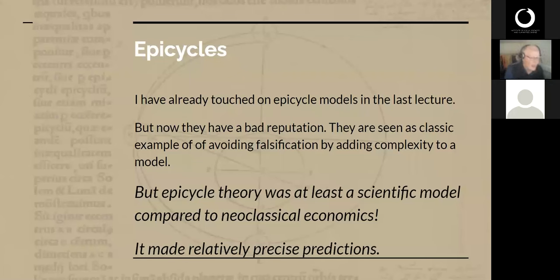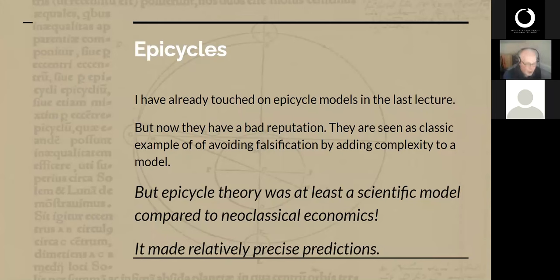So, as I say, I've already touched on epicycle models, and they have a very bad reputation. They're seen as the classic example of avoiding falsification by adding complexity to a model, though there is considerable dispute as to whether that historically did happen. But at least they were a scientific model, certainly when compared to neoclassical economics. And they did make relatively precise predictions.